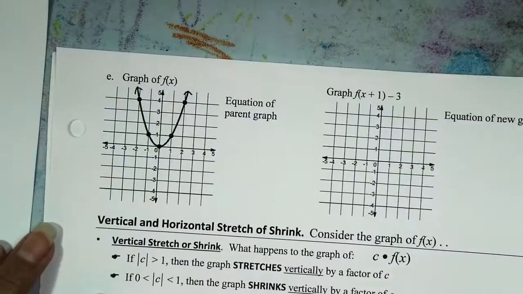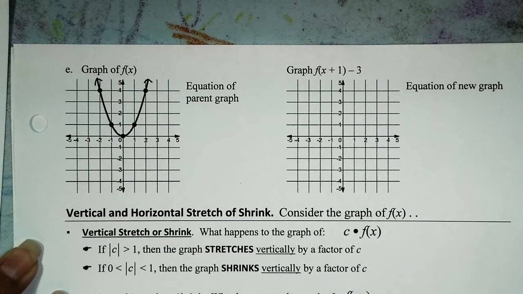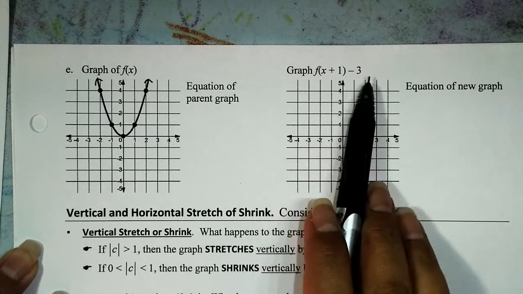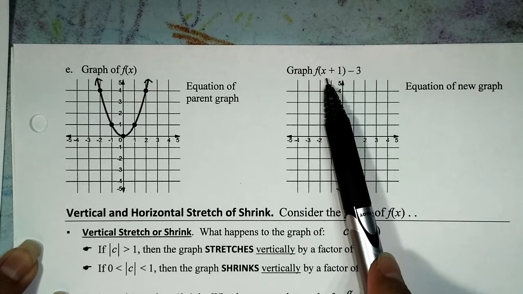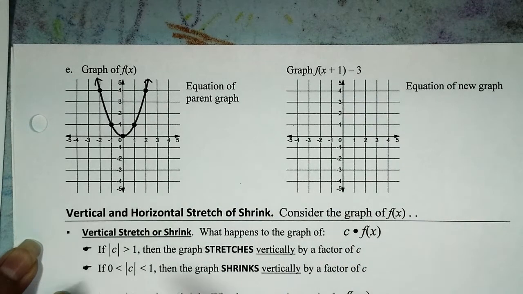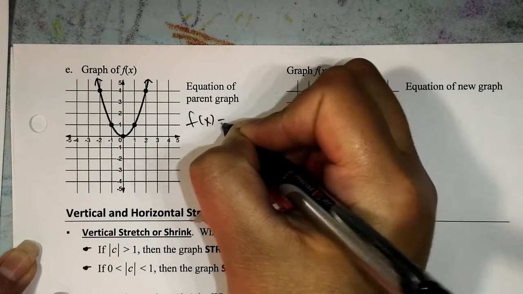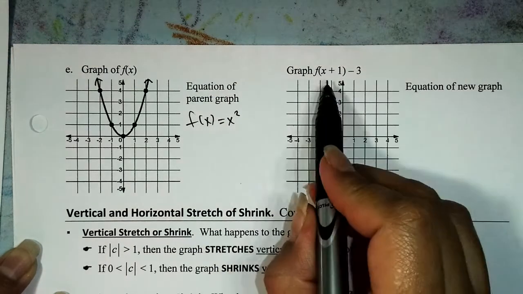So problem E is what I could consider the final exam. In this case, we have more than one action going on. We are doing something to the x value, and then we're also doing something to the function value. The parent graph here is the square root function, so f of x is equal to the square root of x. We're doing something to the x.